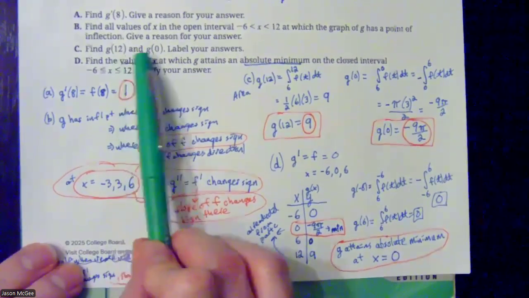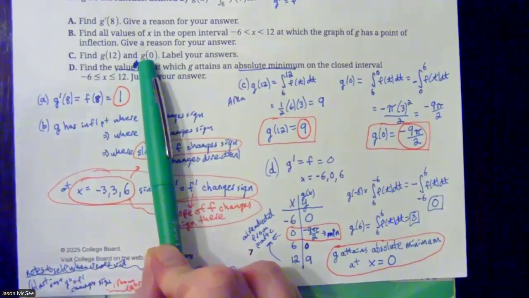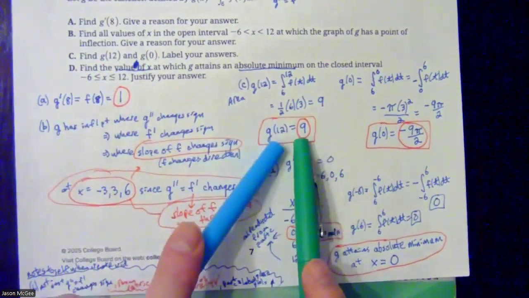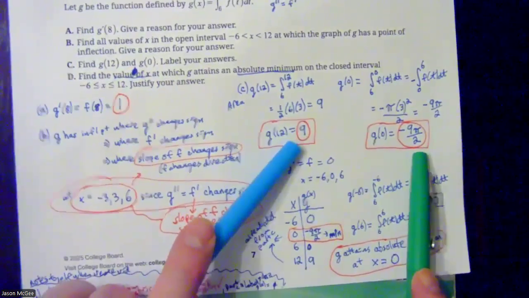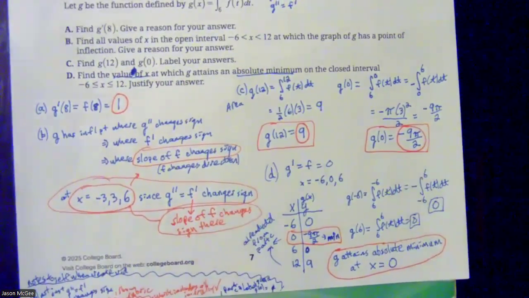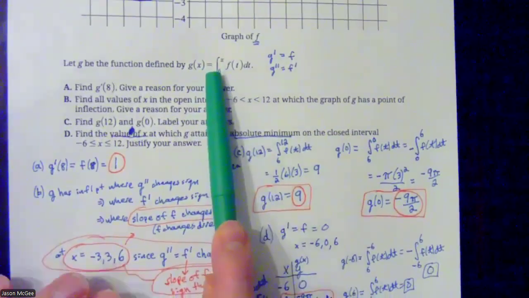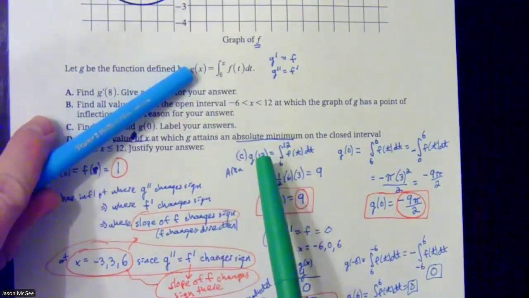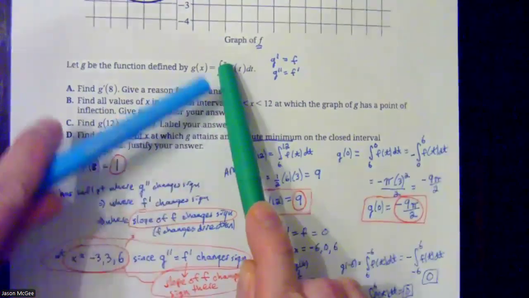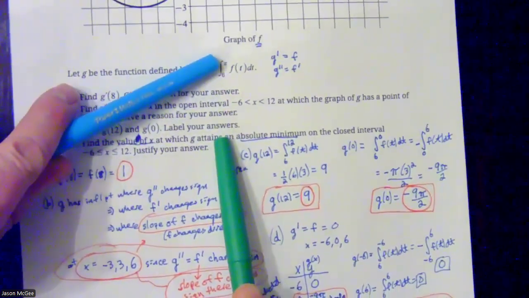All right, letter C, we have to find these two things. They do put on the rubric that you need to label, like g of 12 equals something, g of 0 equals something, label which is which. It seems pretty common sense, but for g of 12, they give us this equation for g of x. If I tell you to find g of 12, you take that 12 and plug it in for that x that's attached to the integral.